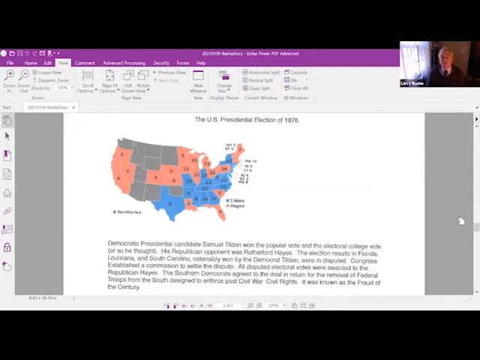The senator needs to open up a history book. That's not a good justification for anything. This is a case of an election where the presidential candidate of the Democratic Party, Samuel Tilden, won the popular vote and the Electoral College vote. His opponent was Rutherford B. Hayes, who was a Republican.